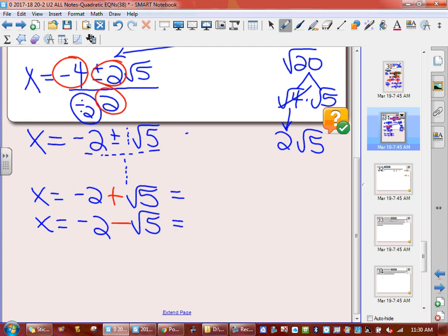So our exact value answer is right here. This is the exact value. We haven't changed it to a decimal yet. Then we do the decimal rounding. So now rounded to 2 decimal places, we get 0.24 and negative 4.24. Okay, so that's what we get for both of those.